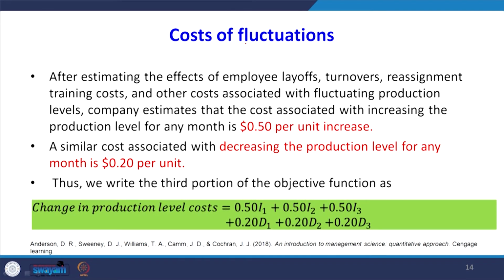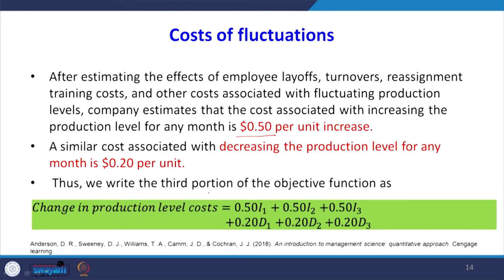We discuss about the cost fluctuations. After estimating the effect of employees layoff, turnovers, reassignment, training cost and other costs associated with fluctuating production levels, company estimates that the cost associated with increasing the production level for any month is $0.5 per unit increase. A similar cost associated with decrease in production level for any month is $0.20 per unit. So, we write the third portion of our objective function.